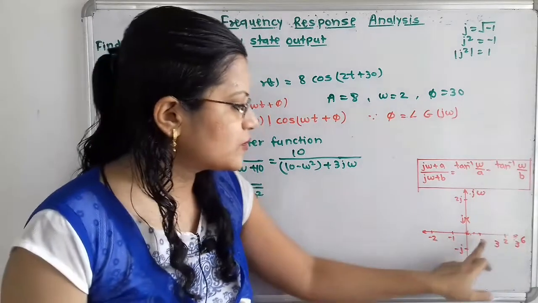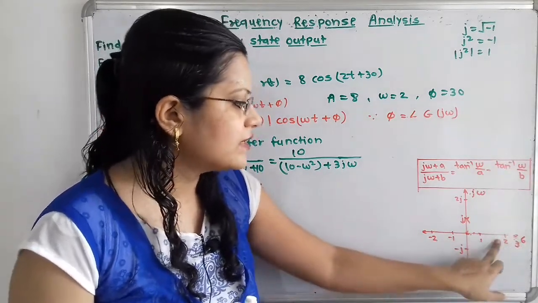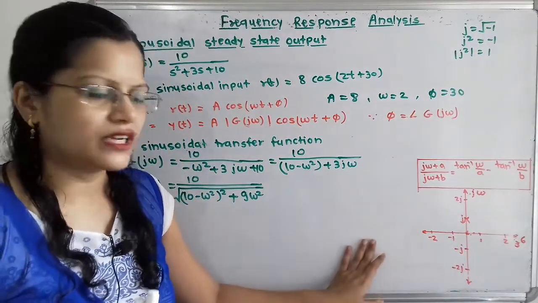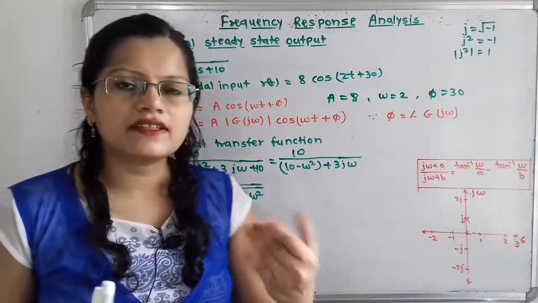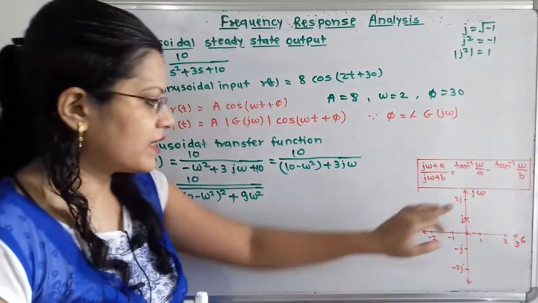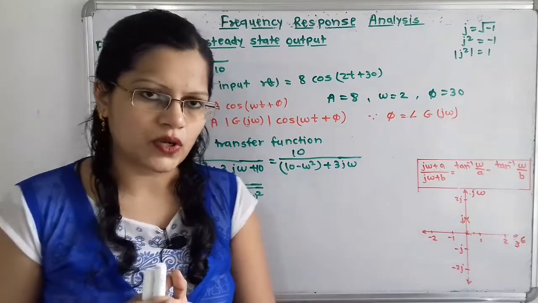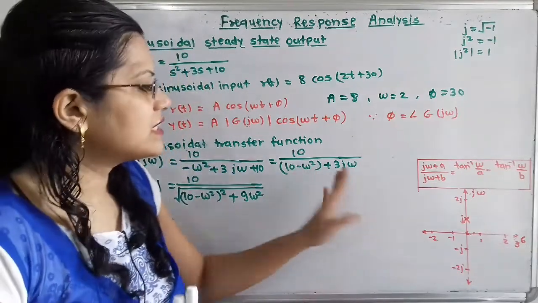So on the real axis we have to take the numbers 1, 2, 3 on the positive side and minus 1, minus 2, minus 3 on the negative side. On the imaginary line the values are in the form of j omega, that is plus j, 2j, and here minus j, minus 2j, and so on. Now we will try to put all these values.